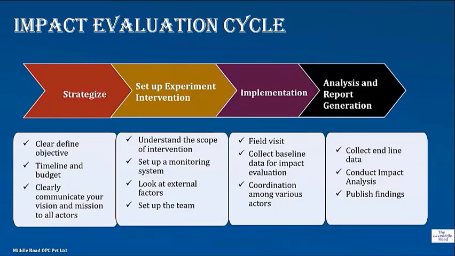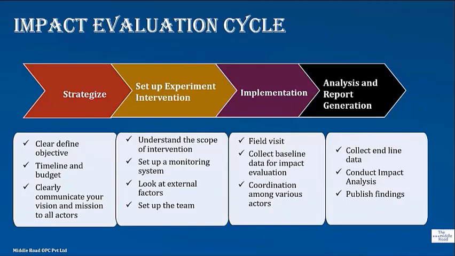So when we talk about impact evaluation, what is the cycle? First, we strategize. We'll also come to theory of change. We need to have a clear-cut objective: what do we want in the outcome? The outcomes usually are long-term. To be as clear as possible, we need to have a timeline and a budget.